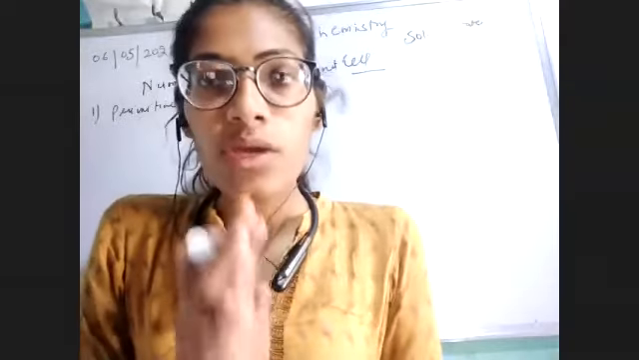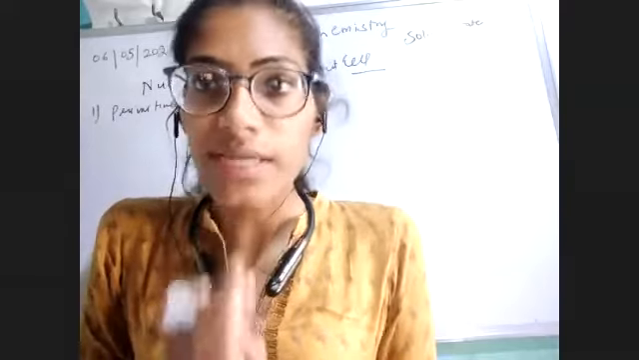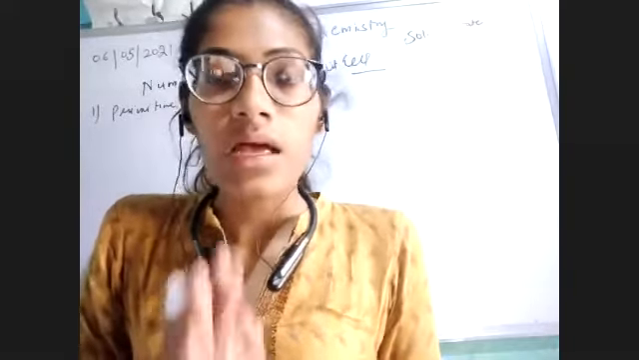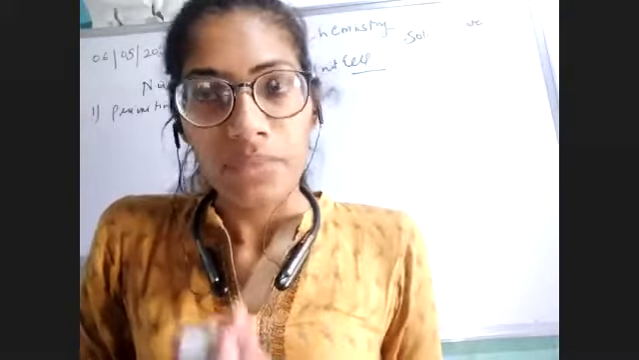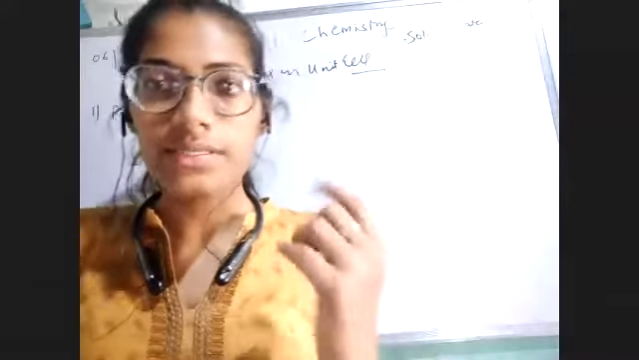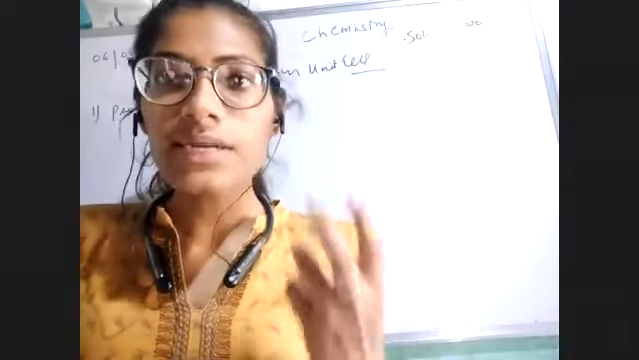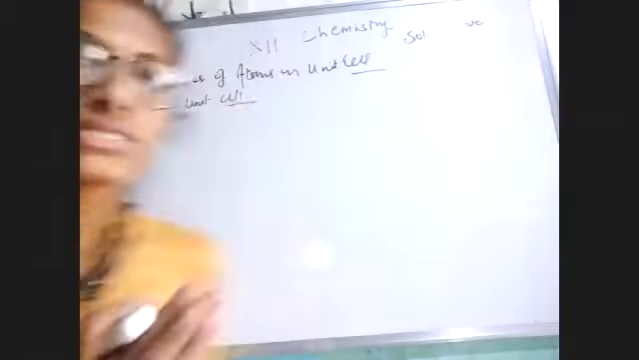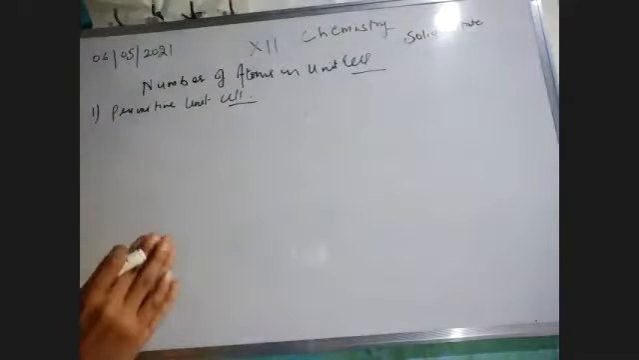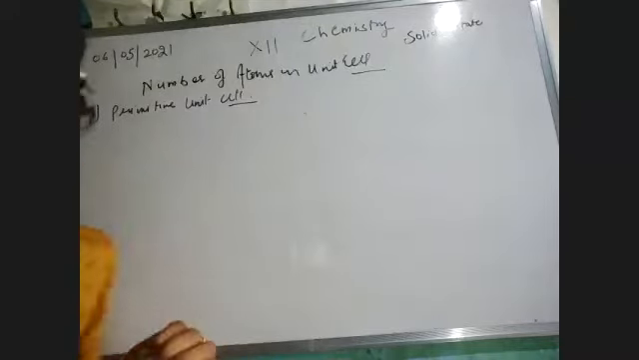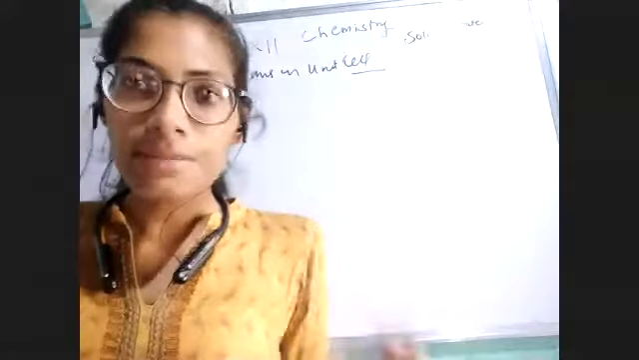So now we are going to check what number of atoms are actually shared by a whole unit cell. We have 3 different types of unit cells: the primitive, the body centered, and the face centered. In all 3 unit cells, we are going to discuss how many atoms are present. So let's start with our primitive unit cell, or simply the simple unit cell.